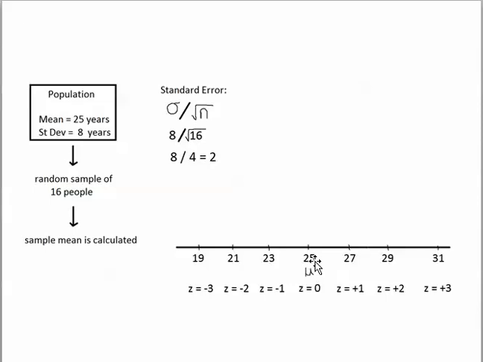So the z-score is really just a multiple of the standard error. In other words, it's just one jump of the standard error at a time in either direction.